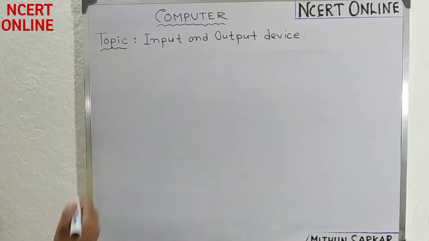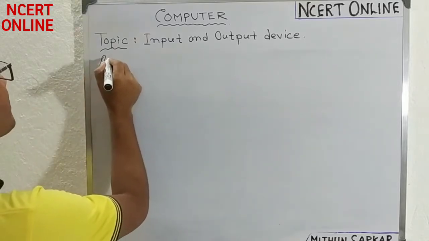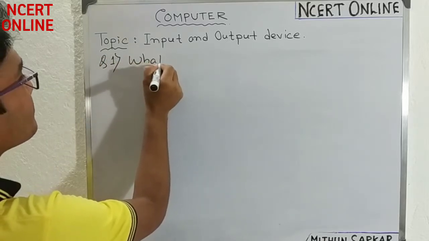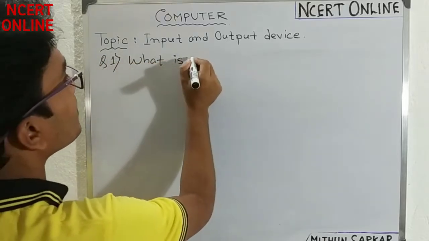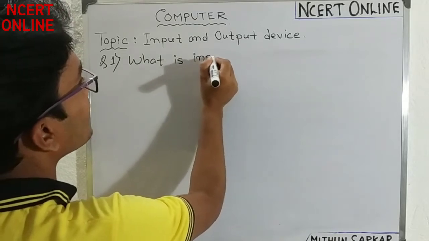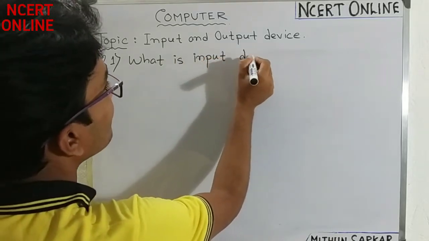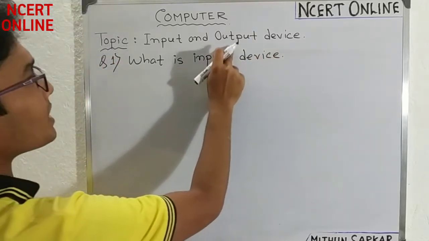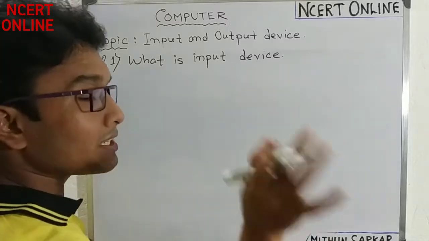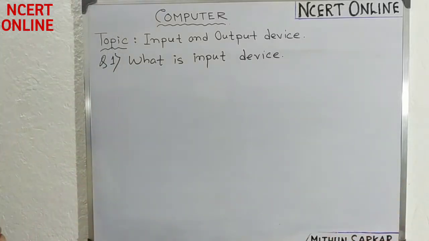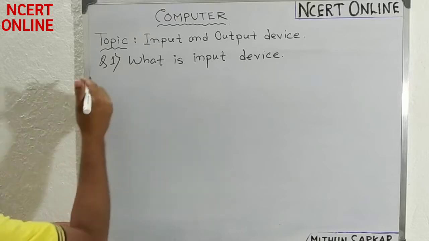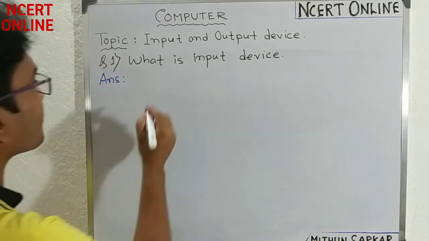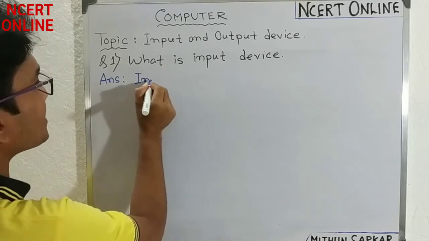So the first question we can write: question number 1. What is an input device? You know that the meaning of input is you need to put in something. So write the answer. You note down with me.